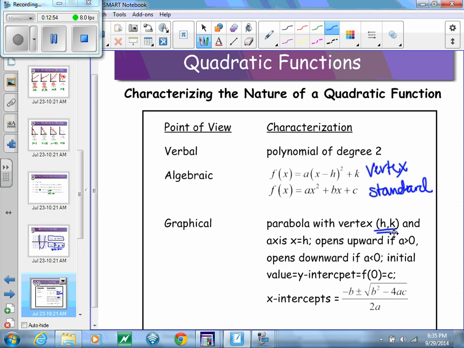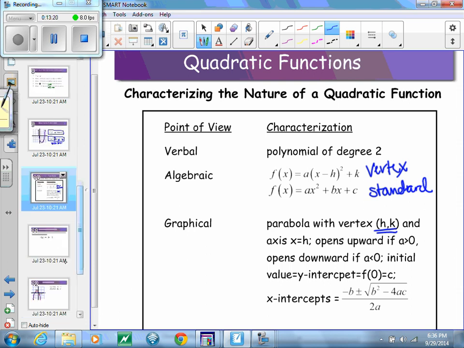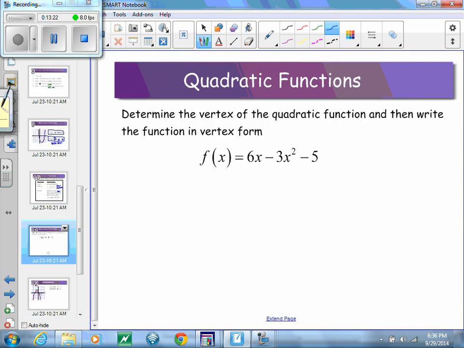Initial value, which is also referred to as our y-intercept, is always going to be the value of c in the problem, and that's if it's in standard form. You'd have to solve this out and plug in 0 for x into your vertex form to actually find out what your value is there. And then to find our x-intercepts, we can use our quadratic formula to do that. So going back and forth between these two, what I just want to show you real quick is how do you find the vertex of a quadratic and how do you put it then into vertex form?